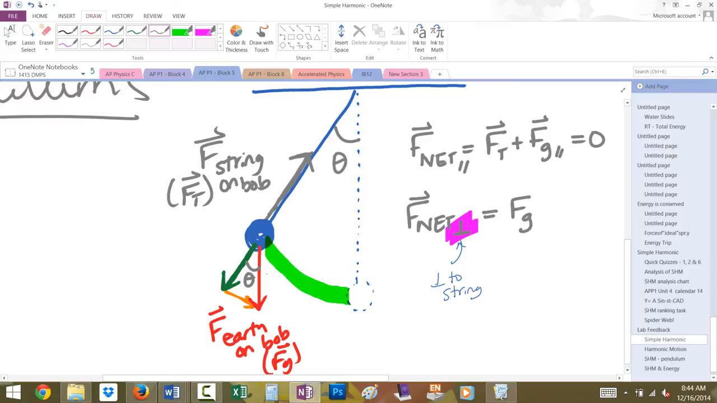And so this part down here, that Fg perpendicular, I could write as Fg what? Wait, the green one or the orange one? Orange. Orange one would be sine theta. That'll be a good sign.